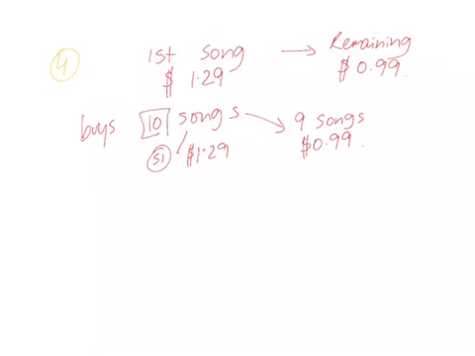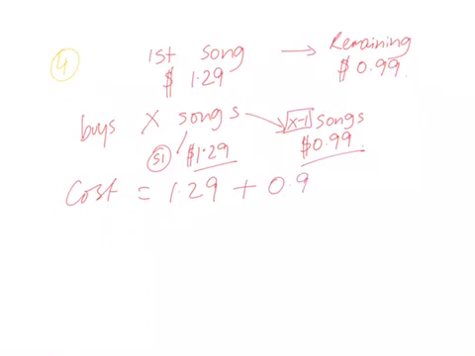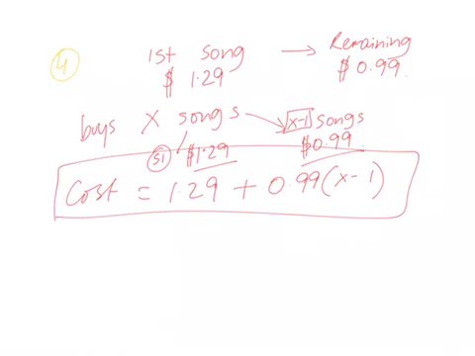Now what if we want to write it for any songs, X songs, right? Let's say X songs. So the first song is at 1.29. How many songs are left? X minus 1, right? And she'll get charged 99 cents for that X minus 1 songs. So if we want to find out the cost, it would be the 1.29 cost adding up to 0.99 times X minus 1. So that's our cost.